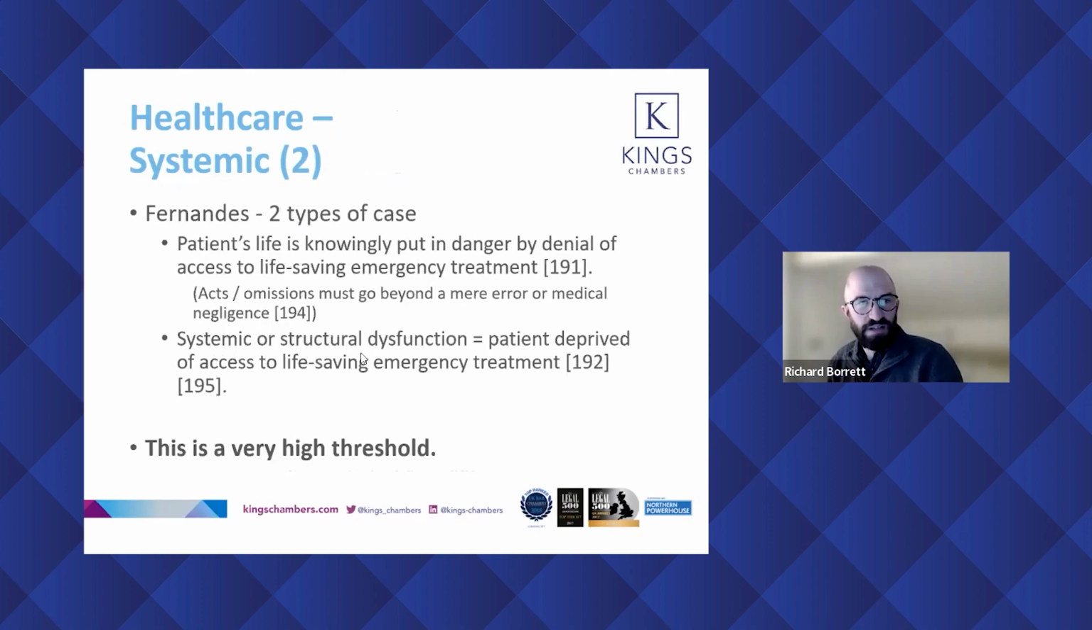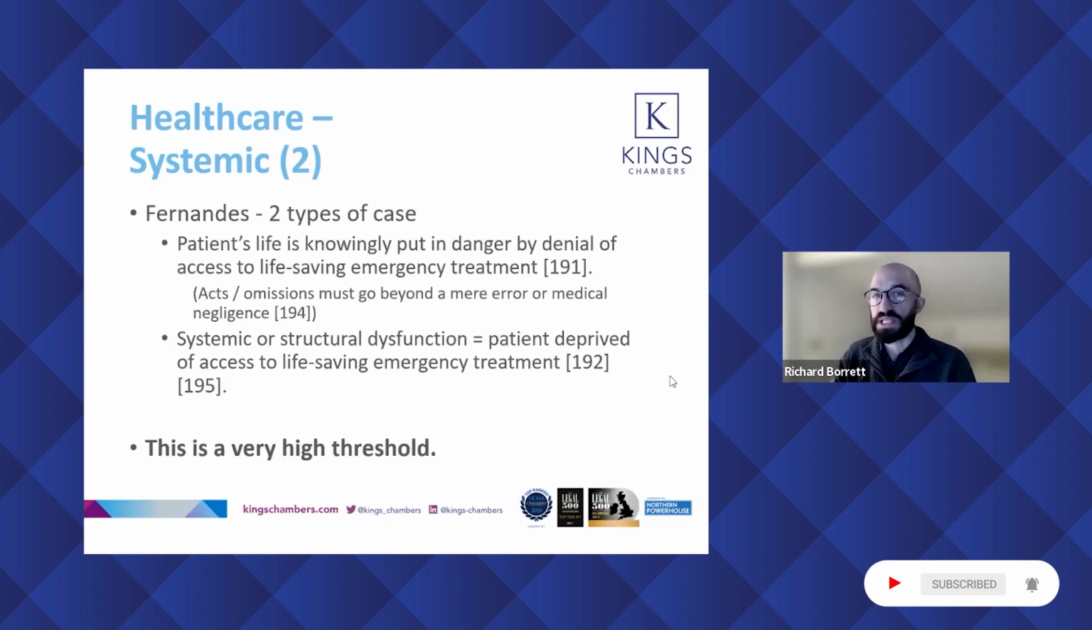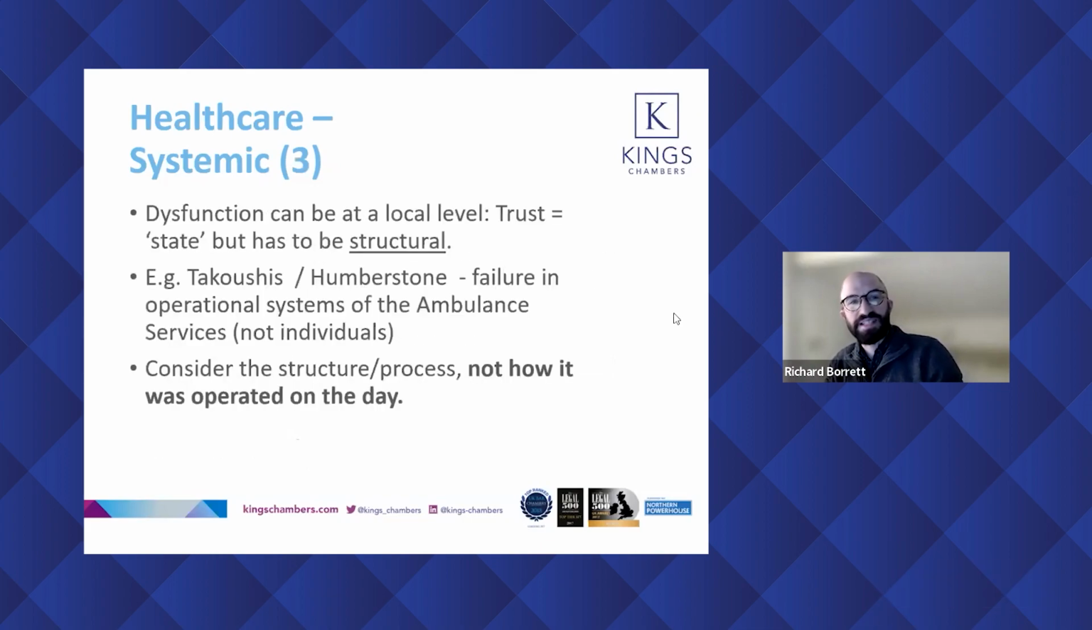And two, where there is systemic or structural dysfunction, i.e. a patient deprived of life-saving emergency treatment. Now, one area where this might theoretically arise is a patient waiting in a queue to get into an A&E unit, as we've seen in the news recently, subject to establishing that that's the result of structural dysfunction and not simply extremely high demand. That would be a very interesting argument, but it's at least a possibility that that's the kind of circumstance that might be envisaged. That systemic dysfunction can be at a local level, i.e.